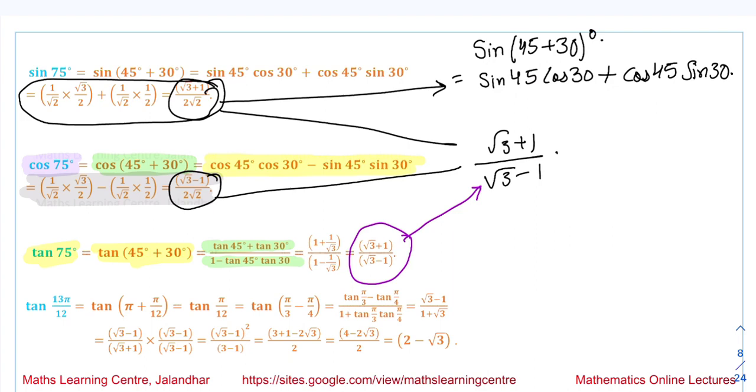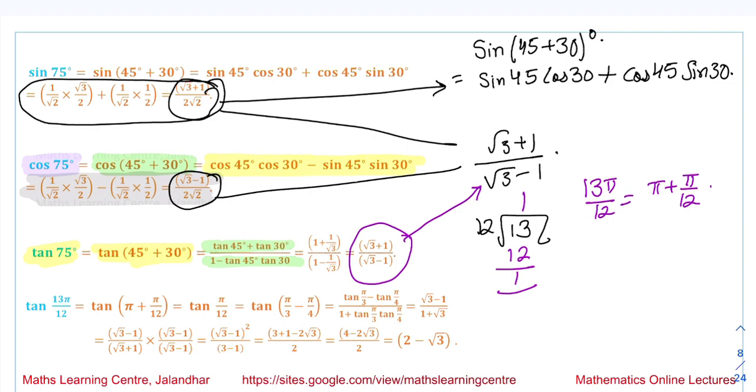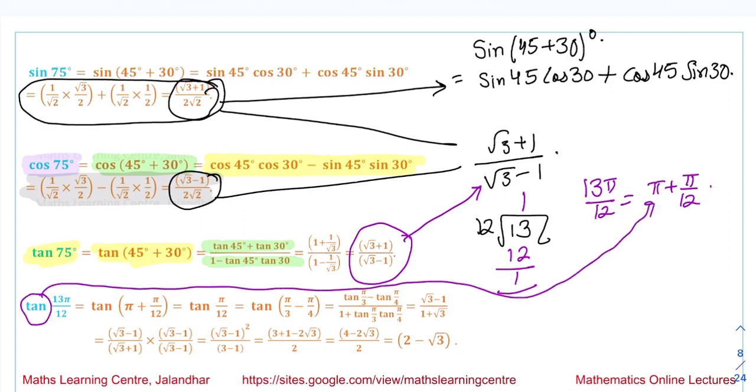Next we have to calculate the value of tan of 13 pi by 12. When we divide 13 by 12, the quotient is 1 and the remainder is 1. This means 13 pi by 12 we can write as pi plus pi by 12. The period of the function tan is pi. So this question becomes: we have to calculate the value of tan pi by 12.